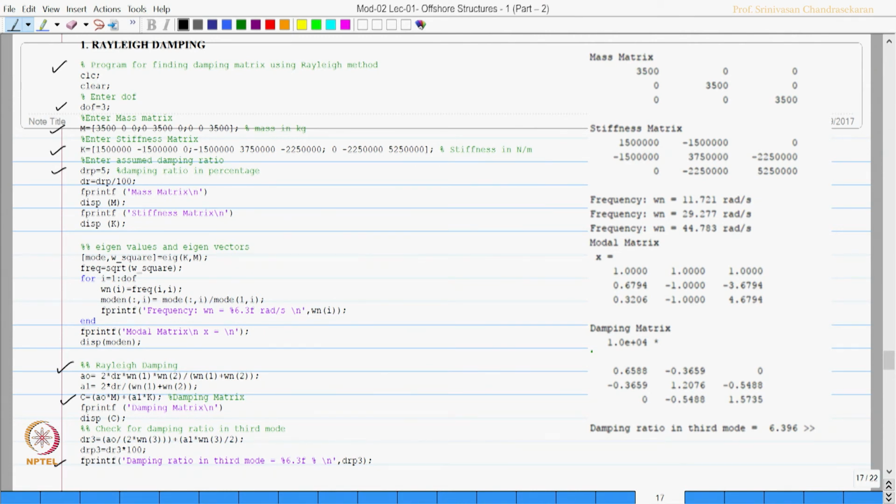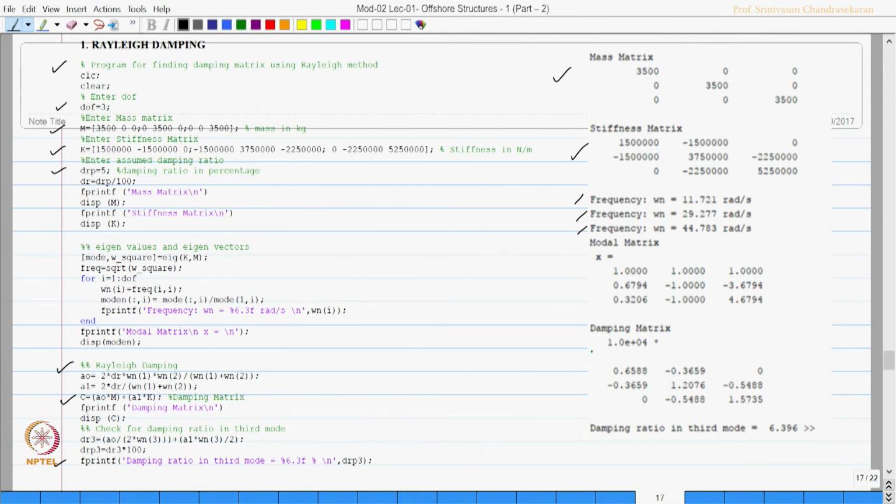So, the sample output looks like this: my mass matrix, my stiffness matrix, and these are my input frequencies, which we already got, 11.2721, 29.277 and 44.783 by the computer program.